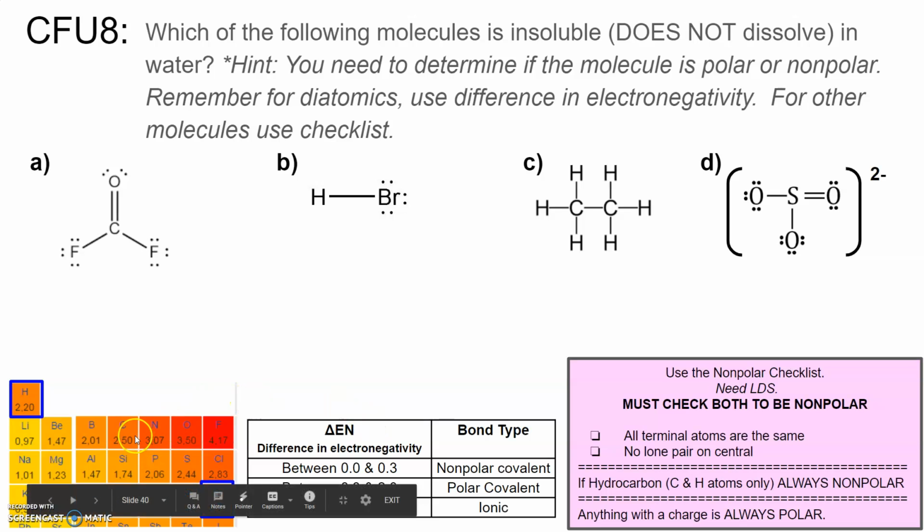So this table here and this table here. On the other hand, if you're dealing with a molecule that has more than 2 atoms, then you're going to use this checklist. All right, pause the video now. When you press play again, the answer will be revealed.